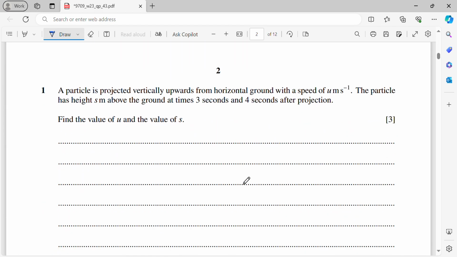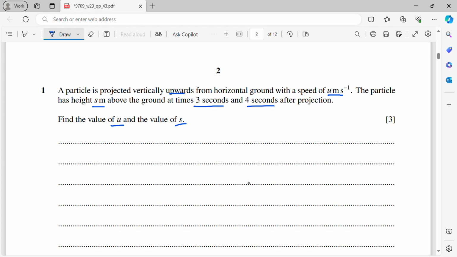For question number 1, a particle is projected vertically upwards from horizontal ground with speed of u meters per second. The particle has height s meters above the ground at times 3 seconds and 4 seconds after the projection. Find the value of u and the value of s.